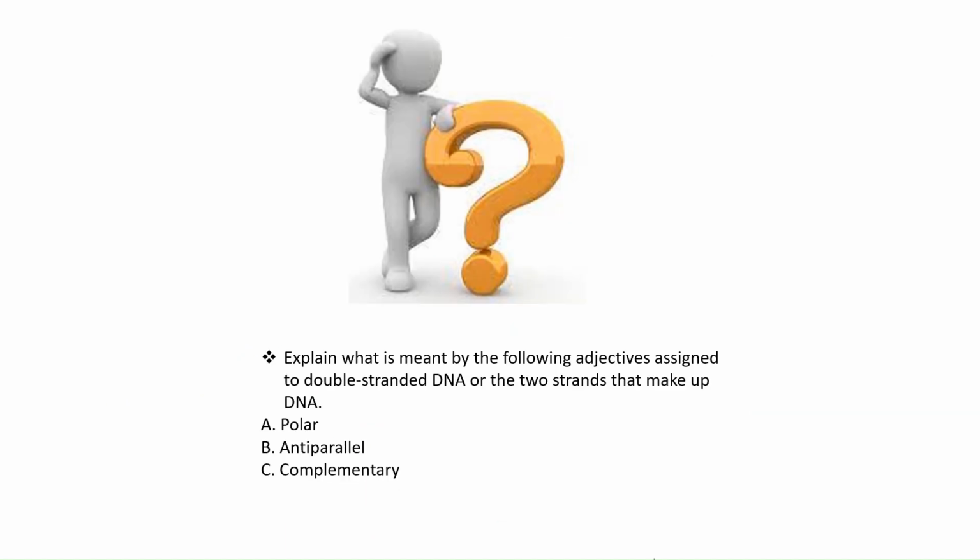So now, one question from my end for you all: explain what is meant by the following adjectives assigned to double-stranded DNA, or the two strands that make up the DNA. Polar, antiparallel, complementary. What do you understand by these adjectives? Do let me know in the comment section.